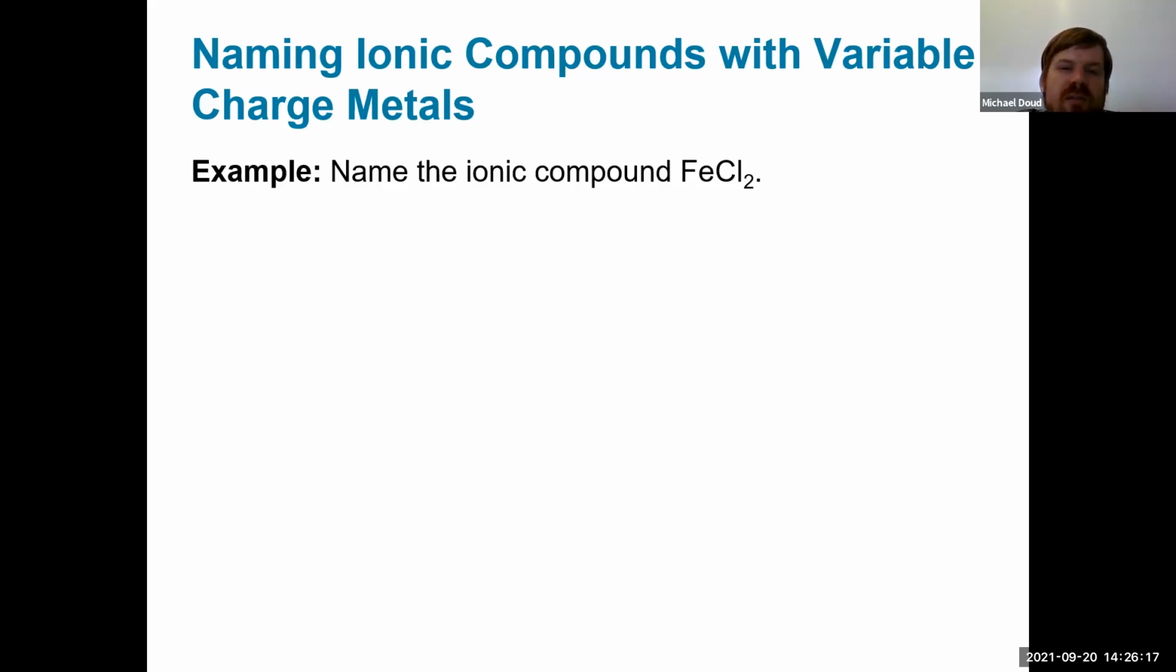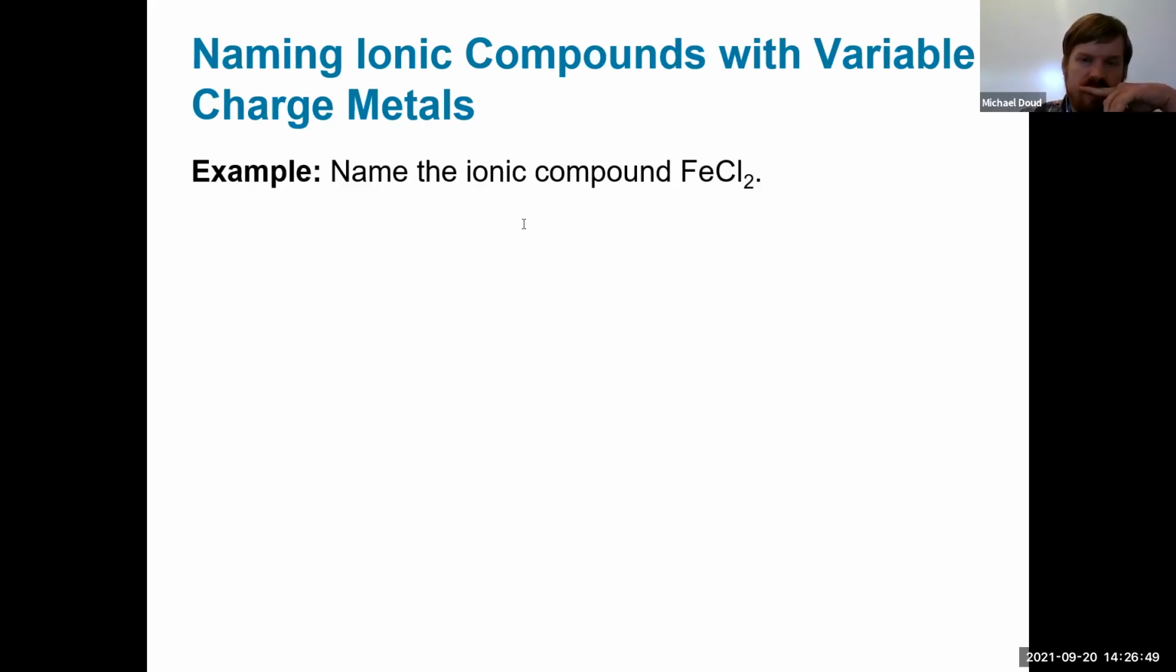Okay, so let's go ahead and name the ionic compound FeCl2. Okay, so Fe, what does that stand for? It's iron, right? So iron is not one of our group 1A, 2A, or 3A metals. And it's not zinc, cadmium, or silver. So that means that it's going to be a metal that has a variable charge. So in order to name this compound, we have to figure out what that charge is going to be.